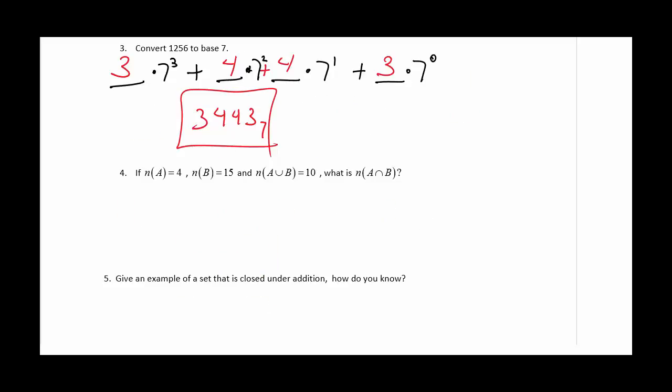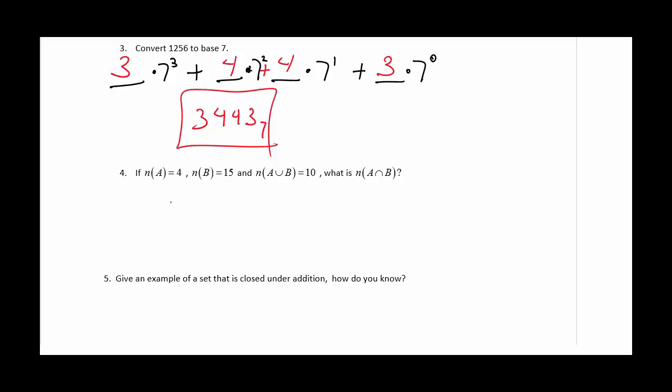Okay, a little set theory. Let's see, we're given that set A has 4 elements in it, set B has 15 elements in it, that the intersection, A or B, has 10 elements in it, and already that does not look right to me. Well, we'll see. Then what is the intersection of that?